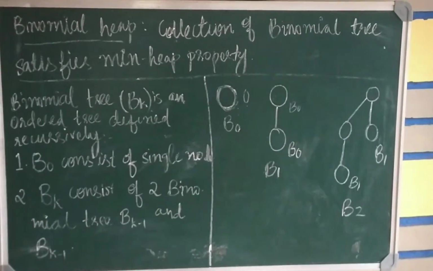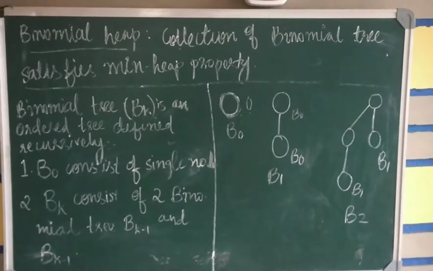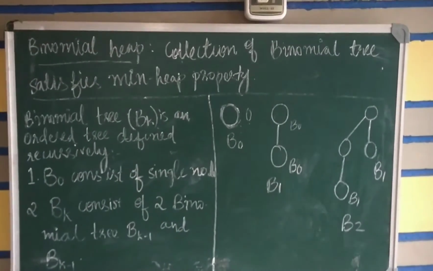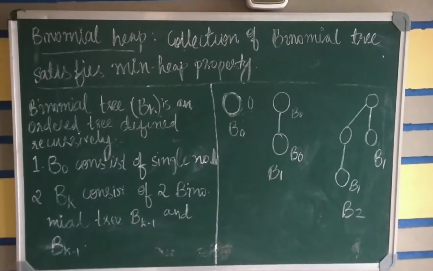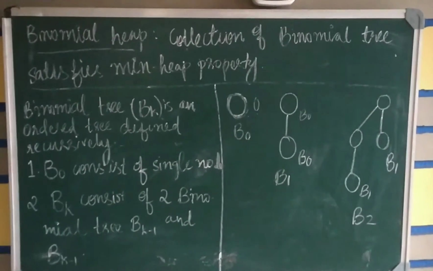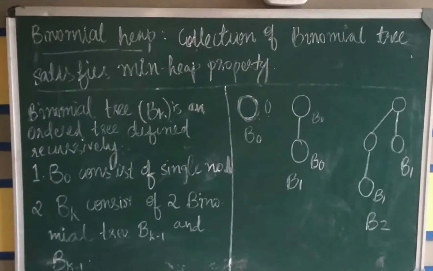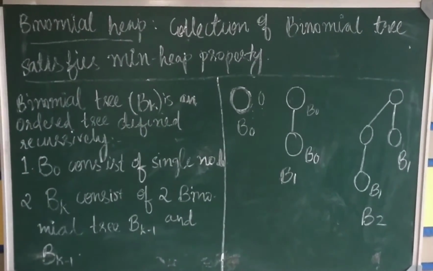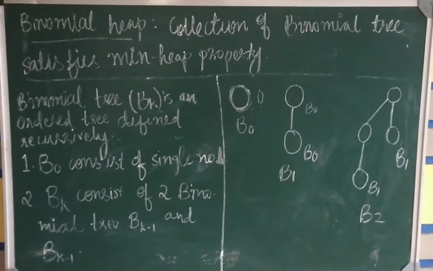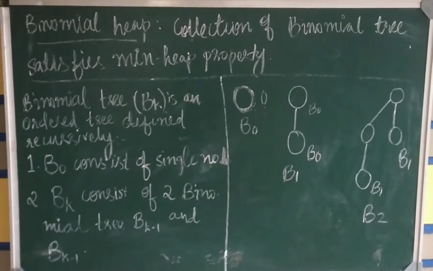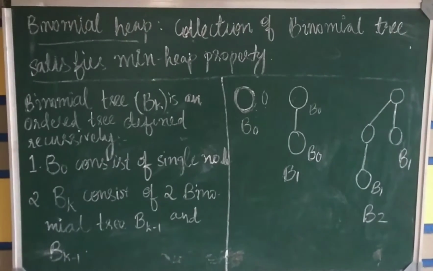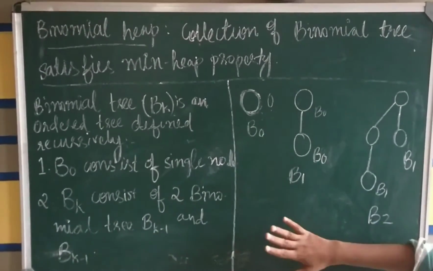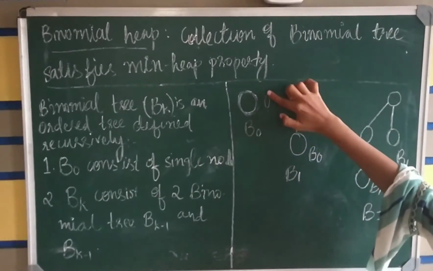We will understand the concept of a binomial heap. A binomial heap is a collection of binomial trees that satisfies the min heap property. So a binomial heap will only have binomial trees, and they should also be min heaps. So first we have to know what a binomial tree is. A binomial tree, represented as Bk, is an ordered tree defined recursively. When it comes to B0, B0 is a binomial tree that consists of a single node.